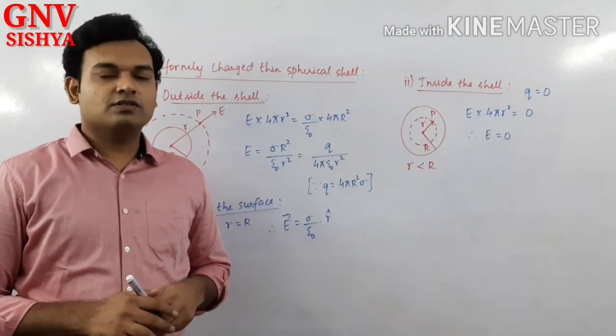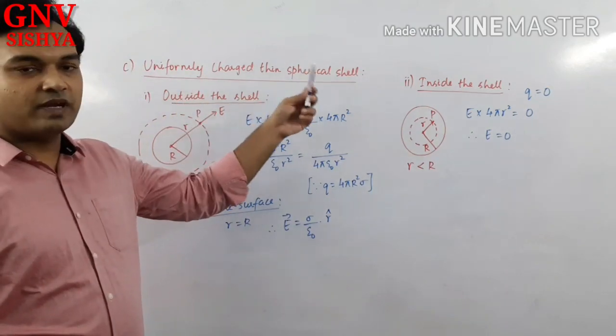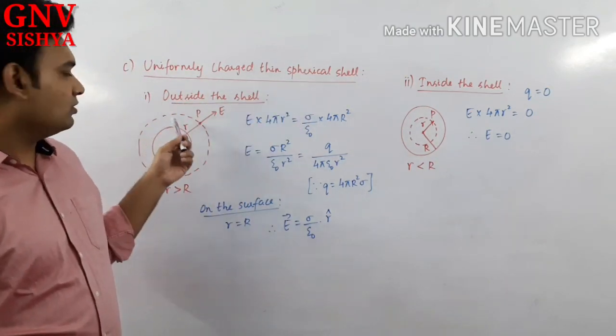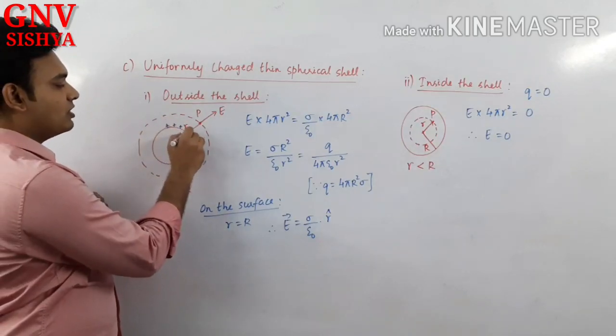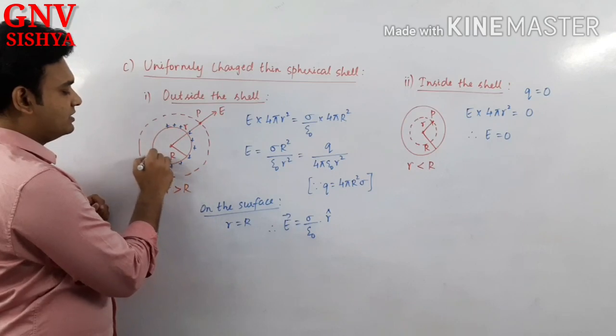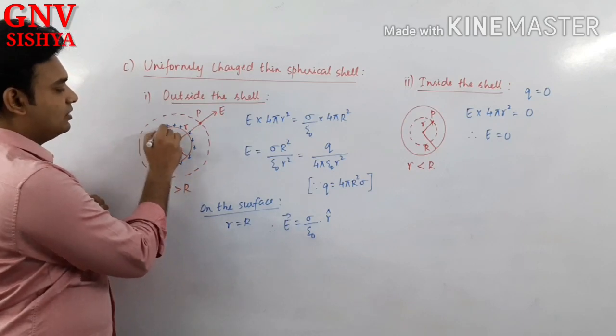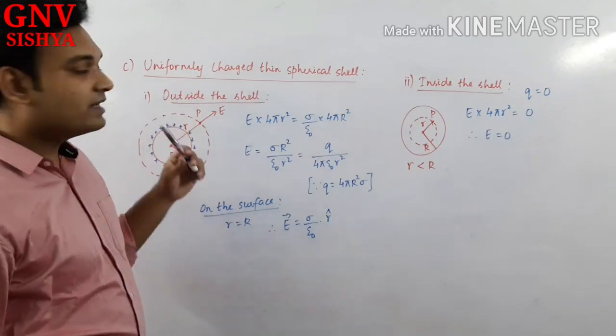The last application that we are going to see for Gauss law is a uniformly charged thin spherical shell. Okay, so this is the spherical shell that we have taken. The charges are present on its surface. Okay, so all the charges are present on its surface and it is uniformly charged. And we are going to find out what is the electric field.